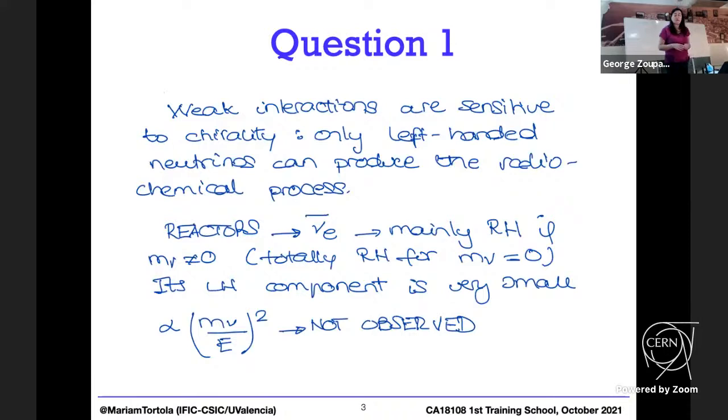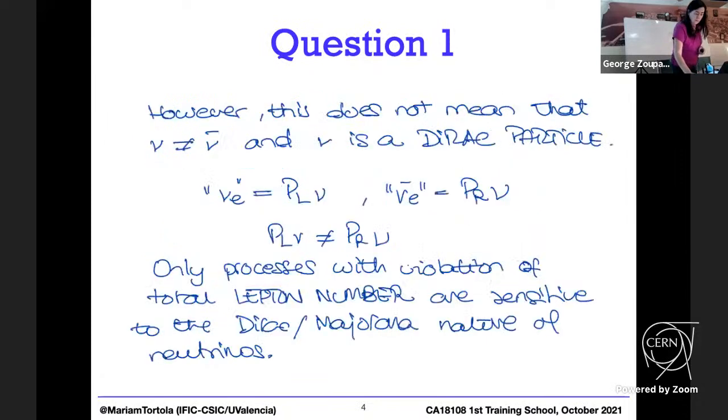Okay, so this is the first part of the question, as your colleague just replied, that weak interactions are sensitive to chirality. Then only left-handed neutrinos can produce the process. But reactor antineutrinos will be mainly right-handed, with the wrong helicity component very small. But this does not mean that neutrino is a Dirac particle, because the nu_e will be the left-handed projection of the neutrino, and the anti-nu_e will be the right-handed projection of the neutrino. So this does not depend on the neutrino being equal to the antineutrino. It's just the projection. They are different projections.